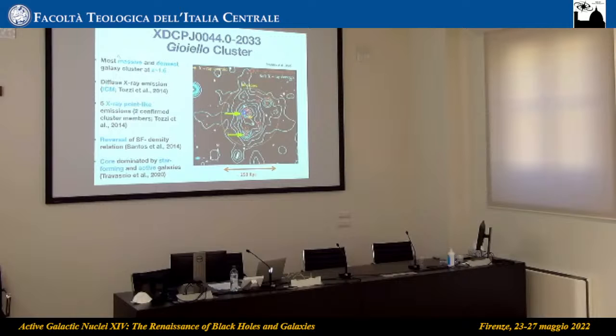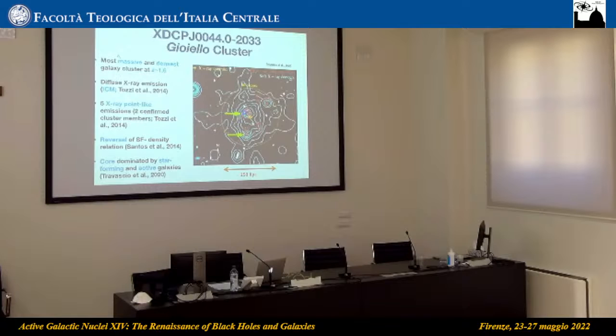XDCP0044, which is the most massive and densest galaxy cluster known at redshift 1.6. It shows diffuse X-ray emission due to the presence of the intracluster medium, and also 5 X-ray point-like emissions, 2 of which are confirmed cluster members. They are named 3, the one analyzed in our work, and 5, the one in the core region analyzed by Andrea Travascio and collaborators, which is dominated by star-forming and active galaxies. This cluster also shows an inversion of the star formation density relation. Indeed, Santos and collaborators found that the star formation rate in the cluster core is 4 times higher than the star formation rate in the cluster outskirts.